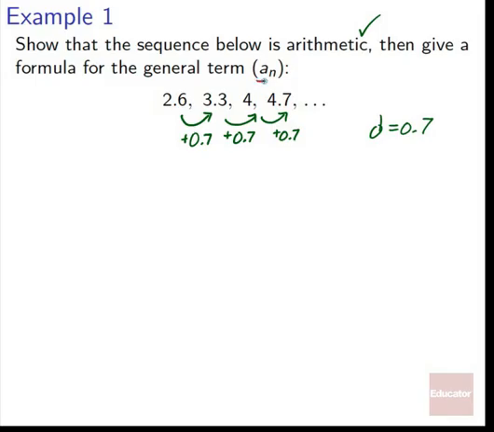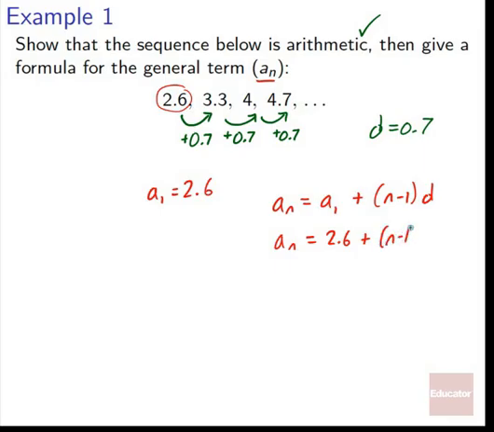To figure out the general term an, we want to figure out what our a1 is. A1 is just the first term, which is 2.6. So our general term an always works like this: it's the first term plus n minus 1 times the common difference. So now we can just plug in our values. An equals 2.6, since a1 is 2.6, plus n minus 1, that's just going in because it's the general term, times our difference of 0.7. There is our general term. There is the formula for the nth term.